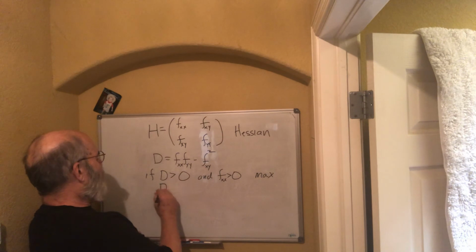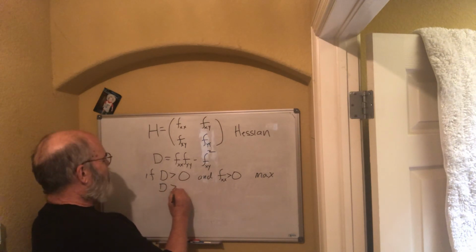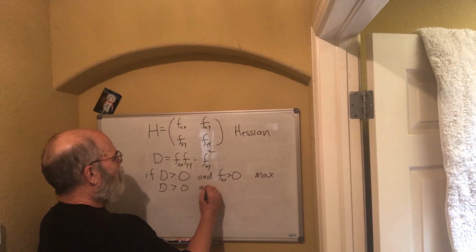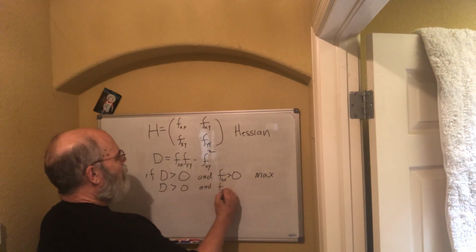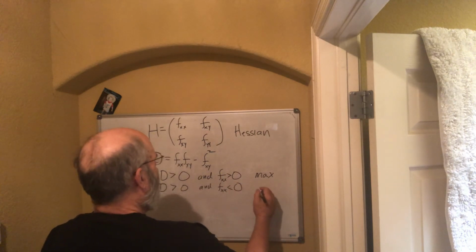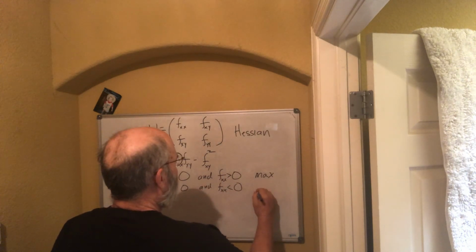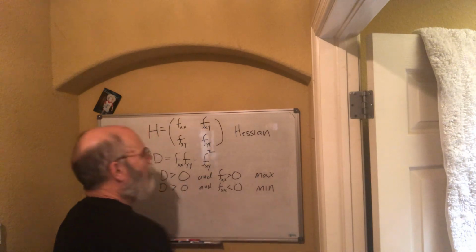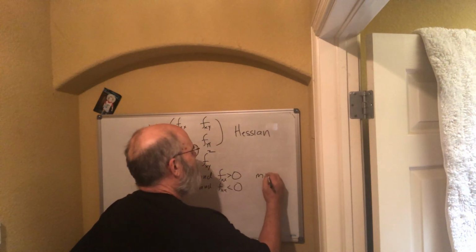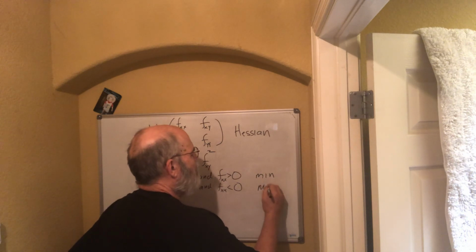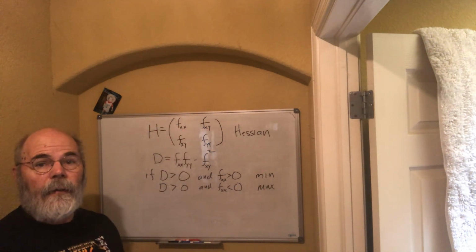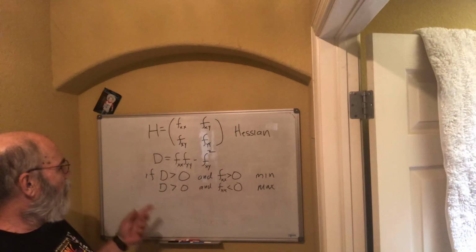If D, well, maybe not. There's a couple things to look at. If D is positive, and this fxx turned out to be negative, but you know what? I got those backwards. I should have known better. That's the minimum, that's the maximum. Local min or local max. Okay? And that's what we get there.